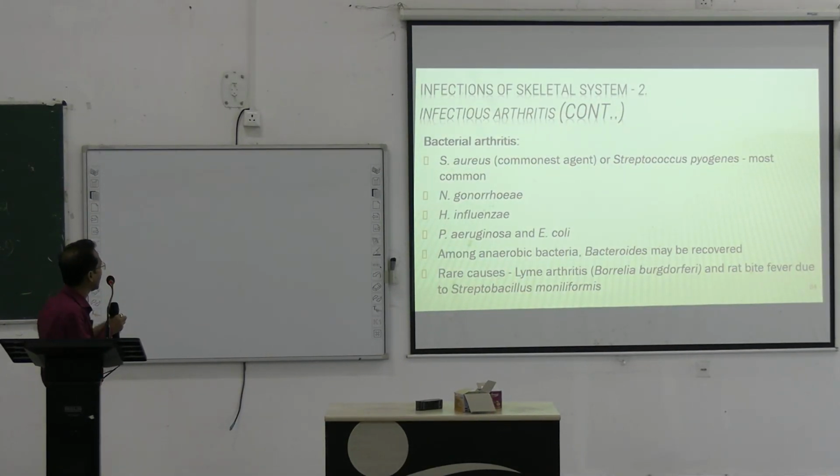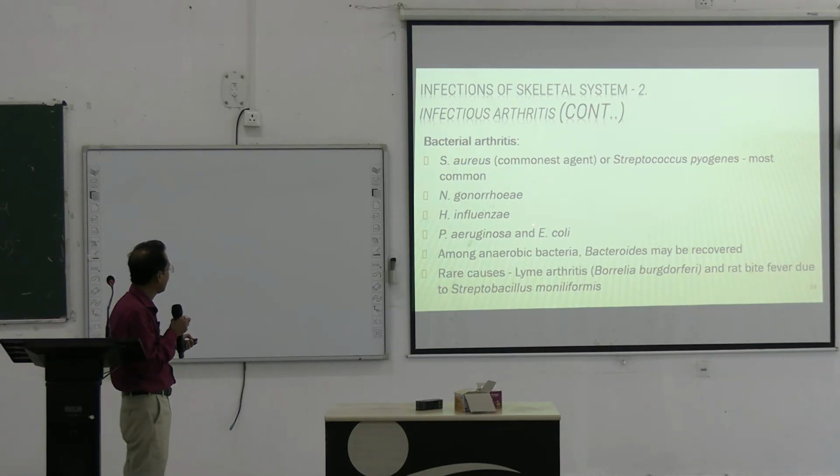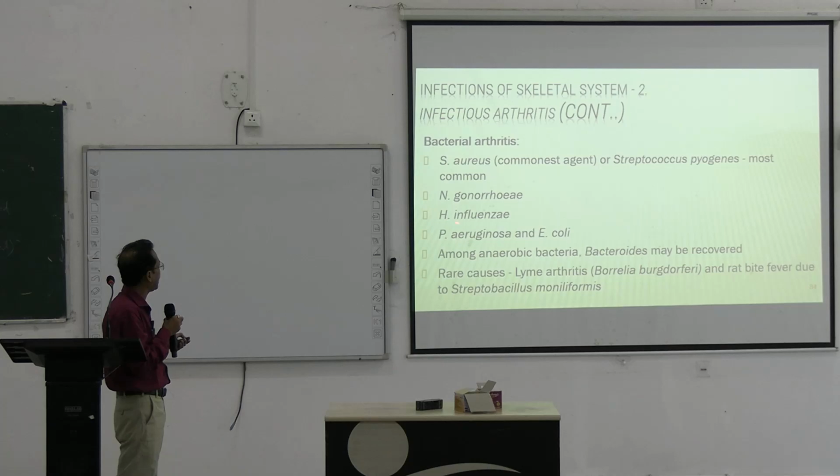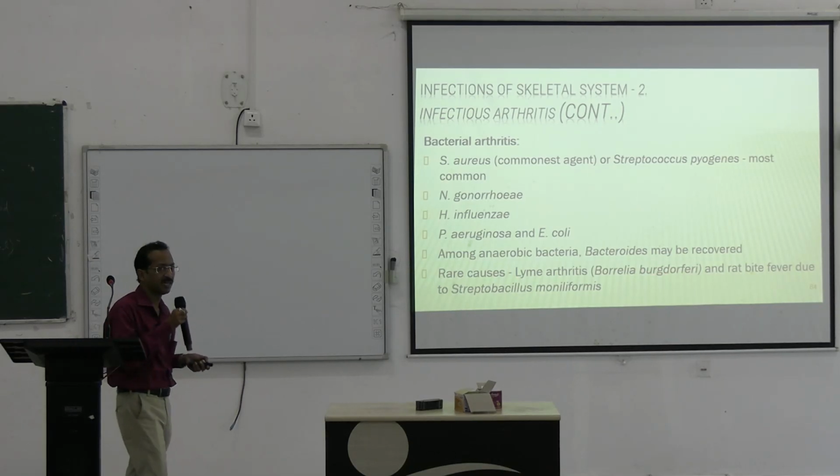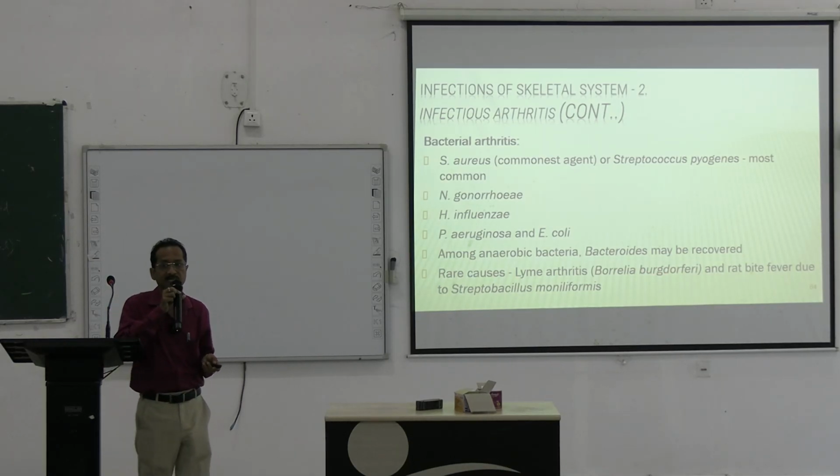Bacterial arthritis, again Staph aureus is common, Strepto is the second common, Neisseria gonorrhoeae, H. influenzae, Pseudomonas aeruginosa and Bacteroides may be recovered. So Lyme arthritis, Borrelia burgdorferi. Lyme disease, how will you know, other than arthritis, what are the features of Lyme disease?